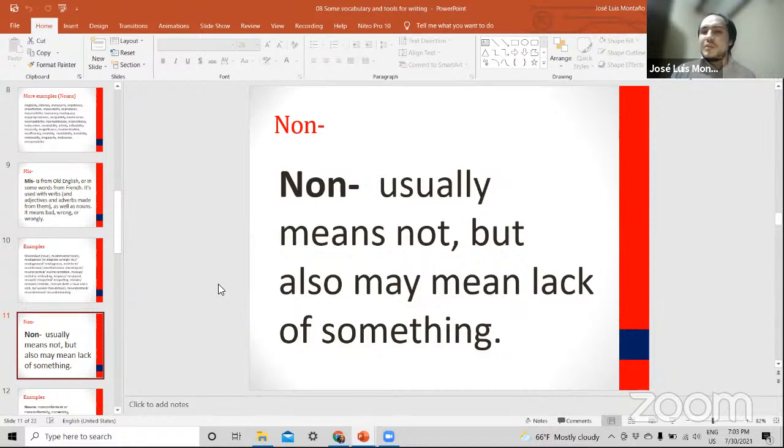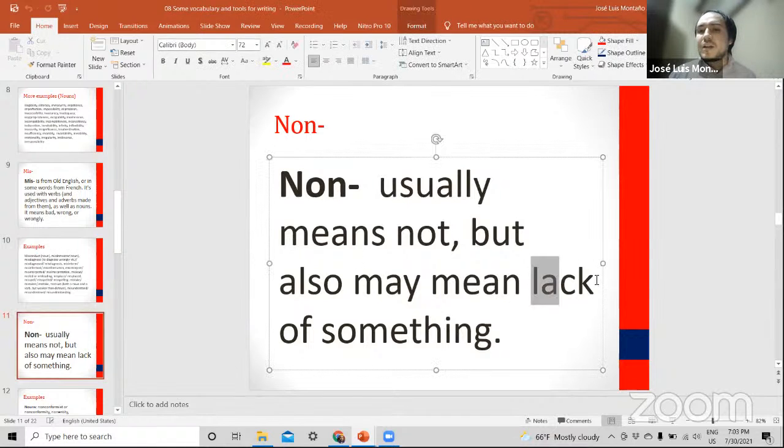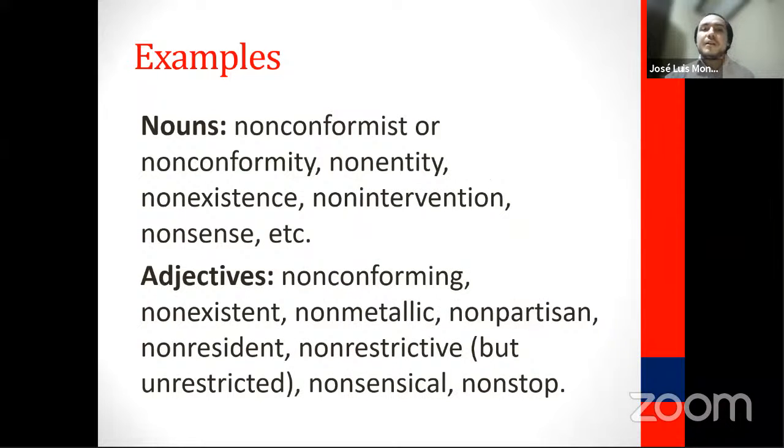Then we have non-. Of course, it means only "not", or the lack of something, like something is missing. In that way, non-conformist, lack of being conformist. Non-conformity, non-existence and nonsense. You have the same, but now with adjectives. That's it. Non-stop here.